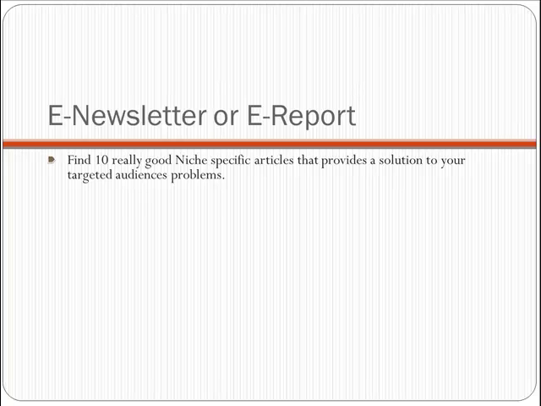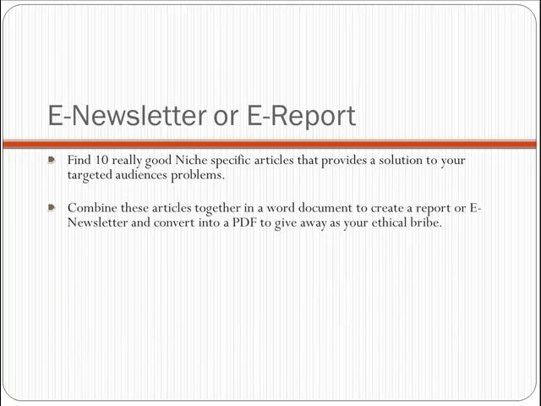You're going to go to someplace like ezinearticles.com or goarticles.com, wherever, to find some articles. You're basically going to find 10 really good articles that provide a solution to your specific niche. You want them to be very targeted, really good, well-written articles. What you're going to do is grab 10 articles, combine these articles together in a Word document to create a report or e-newsletter, and convert it into a PDF to give away as your ethical bribe.